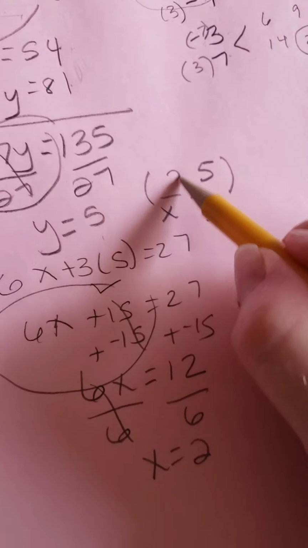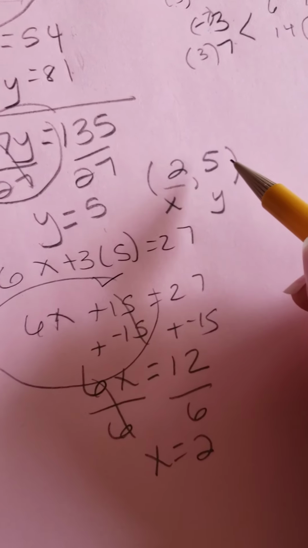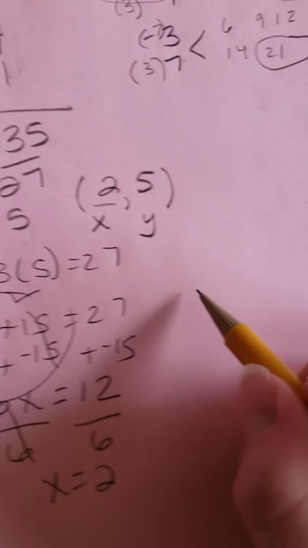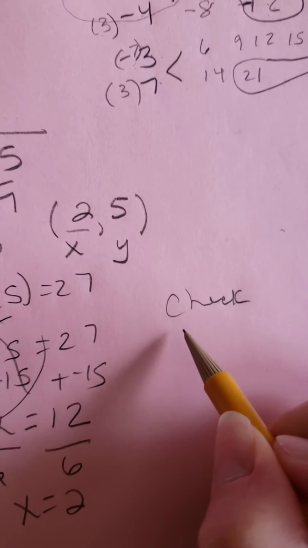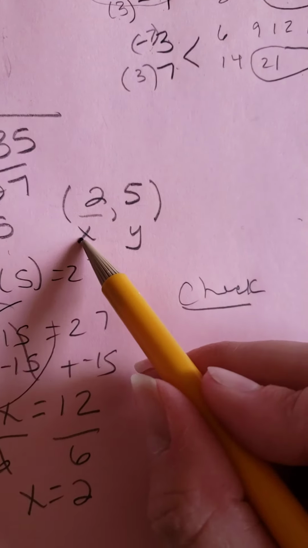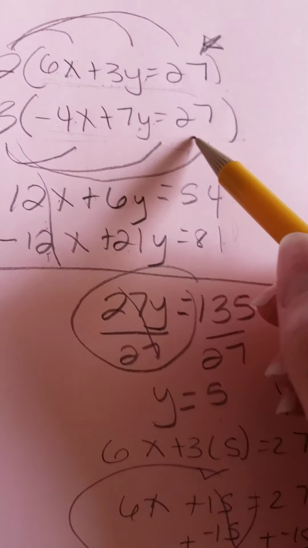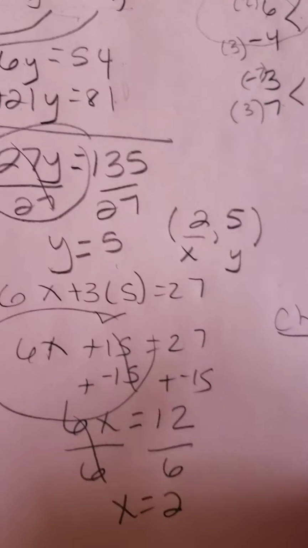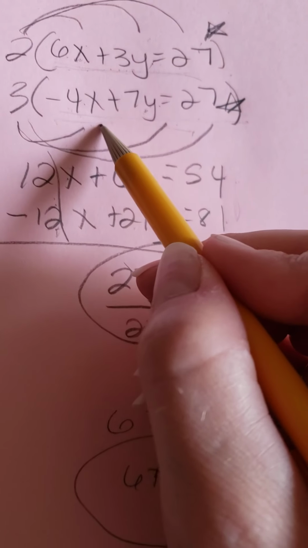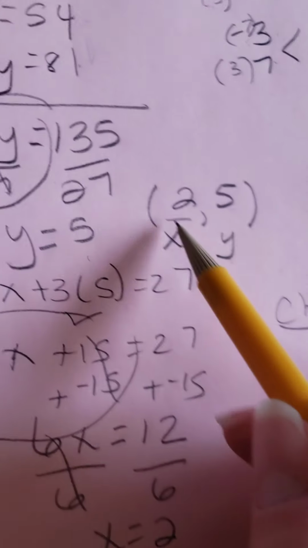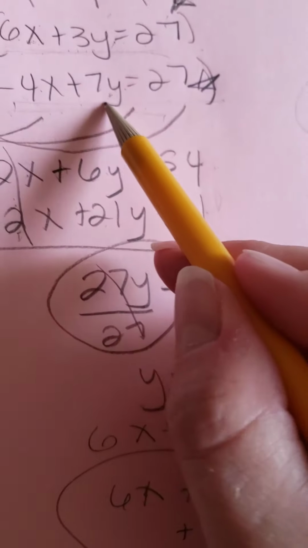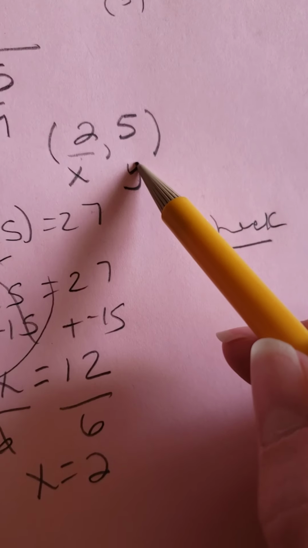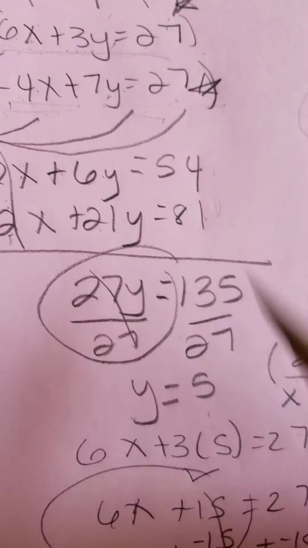So you think you know your whole solution now, 2, 5. That's the point where the two lines cross. But you know you want to always check. So in order to check it, I'm going to replace x with 2 and y with 5, but I'm going to use the other equation. I used this to find x. Now I'm going to use this one to check it. So instead of -4x, I'm going to do -4 times 2. And instead of +7y, I'm going to do +7 times 5, and then equals 27.